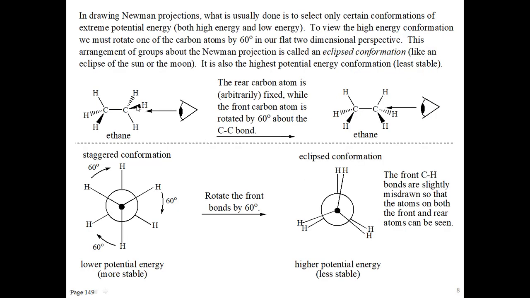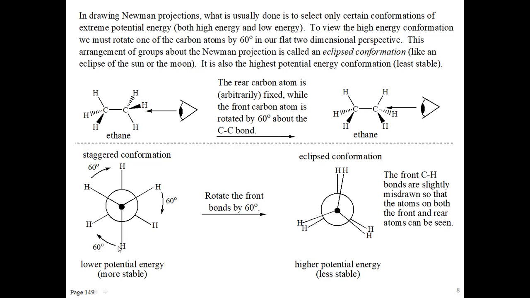All right, so here's our first Newman projection we drew. This is a staggered one with the groups in between. And then what we're going to do is we're going to take the front group and rotate it 60 degrees. So this hydrogen that's in between will come up and be on top of the hydrogen in the back. And this hydrogen on the right will rotate down on top of the hydrogen in the back. And this hydrogen on the bottom will rotate up to the left on top of this hydrogen here.